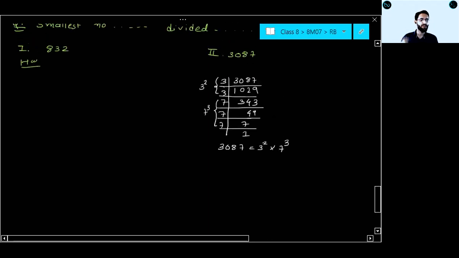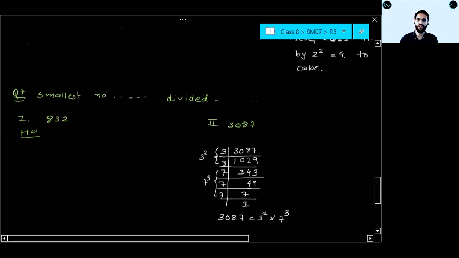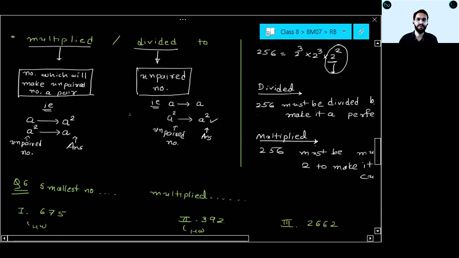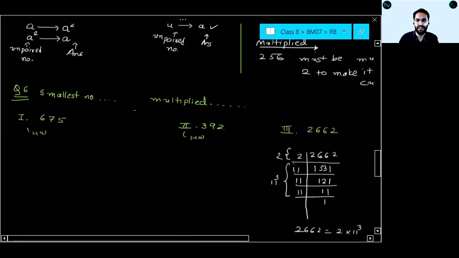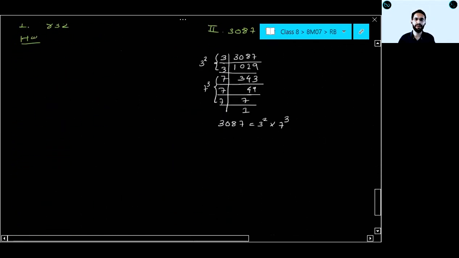Okay, now it is your question of divided, students. So for divided, what was your answer? Directly the unpaired number, or not? For a, it is a square. So here what is your unpaired number? 3 square. So what should be your answer? 3087 by 3 square, by 9, right? That's it. Just 9 is our answer. That is all they are asking.